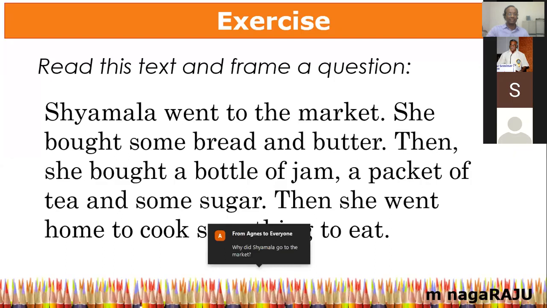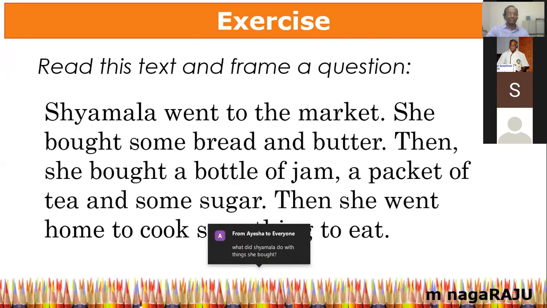Why did Shyamala go to the market? One good question. Where did Shyamala go? Ayesha says, where did Shyamala go? And Naushar says, what did Shyamala cook? They are moving very fast. I'm not able to read all of them. Why she bought only few things? Lavanya says, where did Shyamala go?